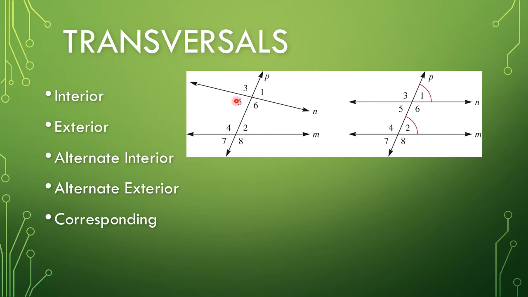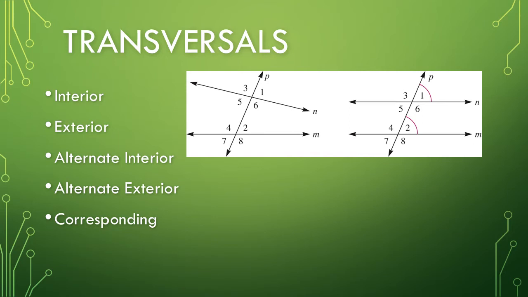First off, we can take angles 5, 6, 4, and 2, and we can make those interior angles because they lie inside of the two lines that are being intersected. Then we have angles 3, 1, 7, and 8. Those are exterior because they lie outside of those two lines that are being intersected.